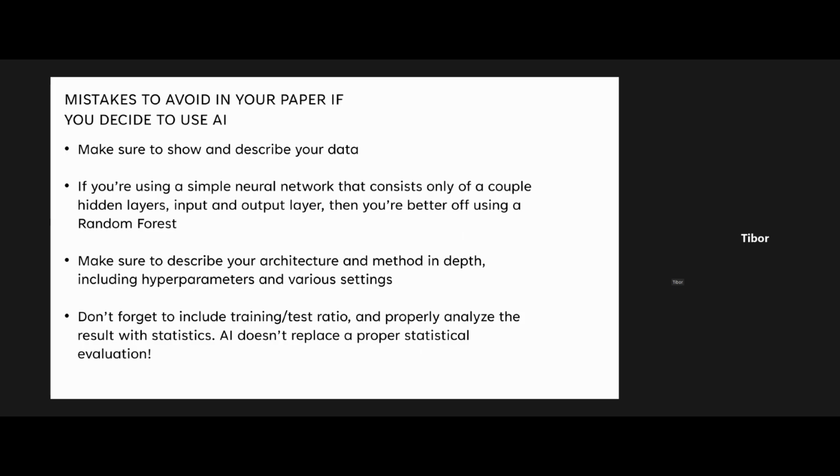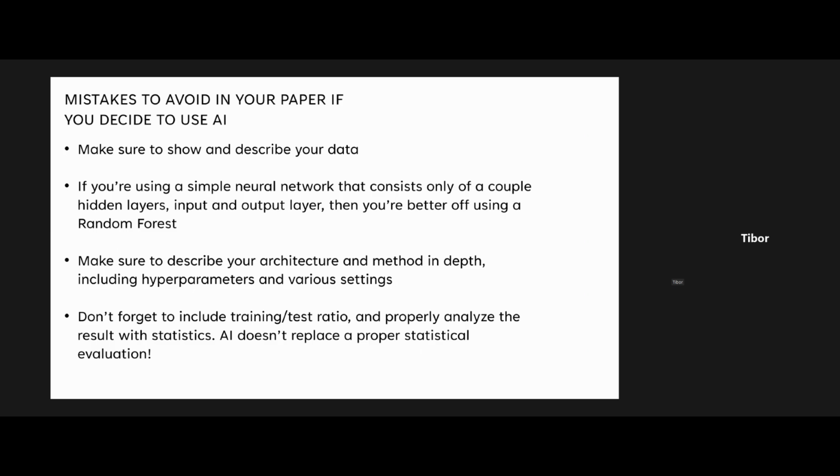And finally, if you do start using AI in your work, which I highly encourage because it can be used absolutely everywhere, how do you avoid the common mistakes I've seen in most scientific papers from people new to AI? First of all, it's very important to describe your data in depth, because a lot of people want to understand how your AI works and whether it is suitable for the data you used. And if you're using a simple neural network in your paper that only uses a couple hidden layers, an input and an output layer, usually you don't need it. Usually you want to use simpler machine learning algorithms such as random forest, which I mentioned earlier, for your problem.